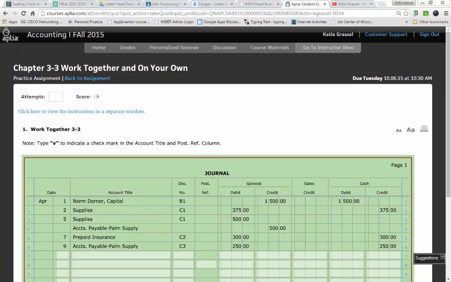So you'll start with the date. We only put the month on our journal page once. And then when we get a new month, we would start a new journal page. Every transaction gets a date. And you may have multiple transactions that have the same date. So we may have 3 transactions on April 9th, but each one you'll put the 9th on there.